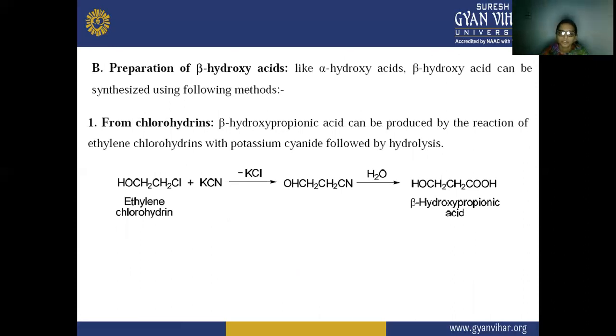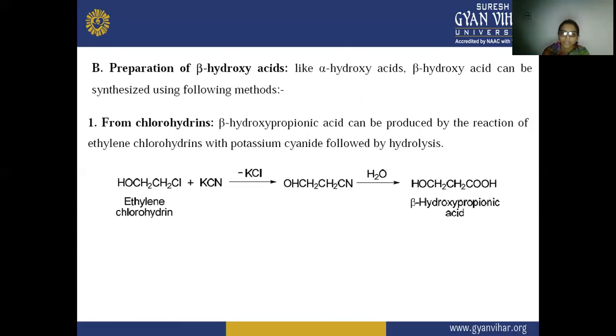So firstly, the preparation of beta hydroxy acids. Like alpha hydroxy acid, similarly the beta hydroxy acid is synthesized by using the following methods. First is from chlorohydrin. Beta hydroxy propanoic acid can be produced by the reaction of ethylene chlorohydrin with potassium cyanide followed by hydrolysis. So here the beta hydroxy propanoic acid is your beta hydroxy acid.